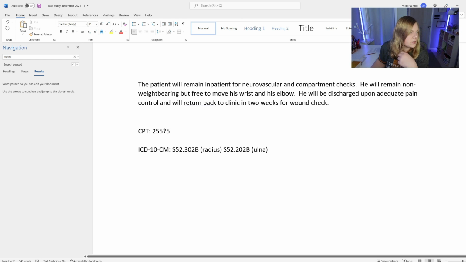So we have our CPT code 25575 for the open reduction internal fixation, and then S52.302B for the radius, S52.202B for the ulna.